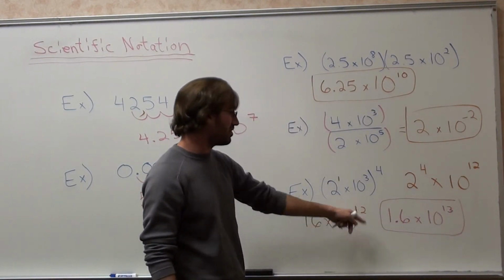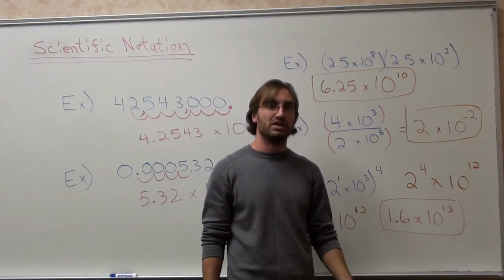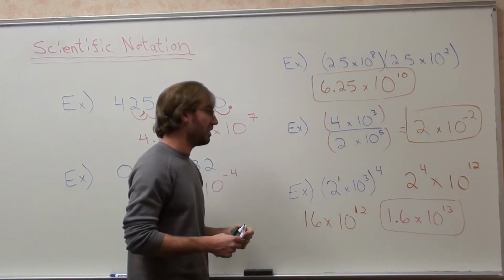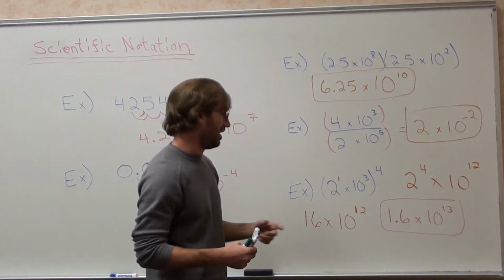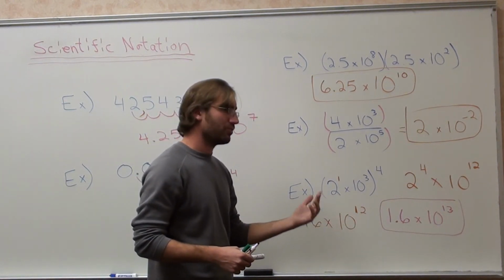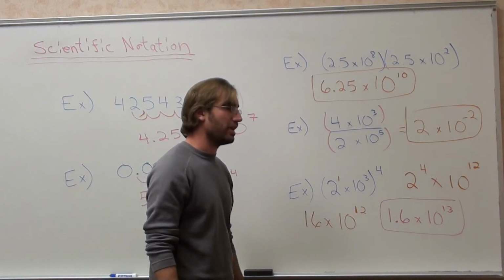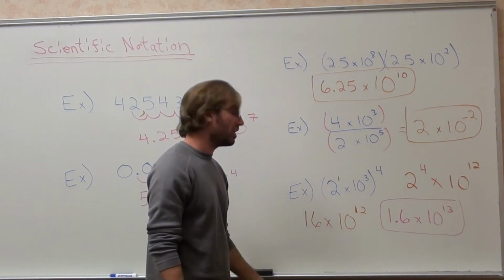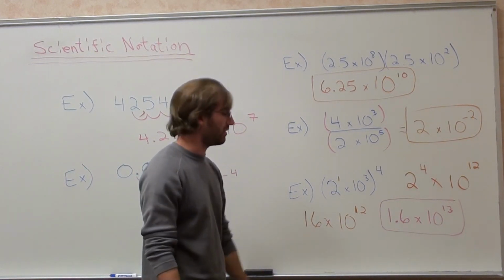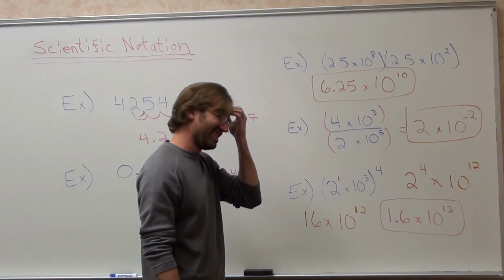And you can check them out on your calculator. You can do 16 times 10 to the 12th and 1.6 times 10 to the 13th, and I promise you they'll come out the same. I don't know what that is off the top of my head. That's 12 zeros. 100,000, million, billion. I think that's 16 trillion. I don't know off the top of my head, but I'm pretty sure that is it.